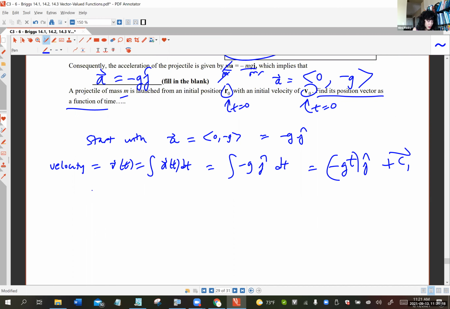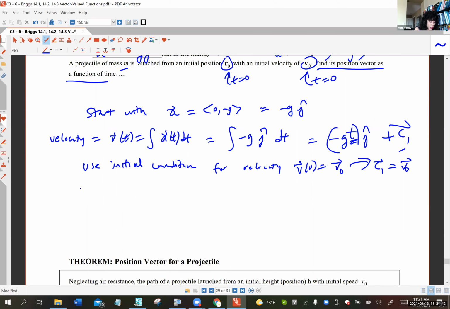But we're going to use the initial condition for velocity to solve for c1. They're telling us that velocity evaluated at 0 seconds is going to be this initial velocity vector v naught. So when you plug in t equals 0 here, you're basically going to get that c1 is v naught. They're the same guy. So what do we have so far? Our velocity vector is going to look like negative gt j hat plus the initial velocity vector. Fine. Now what? Now you need to go get position.